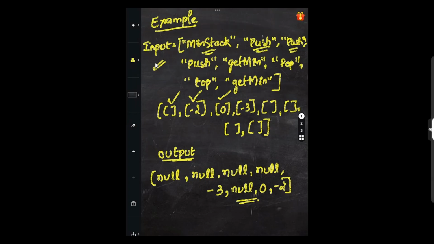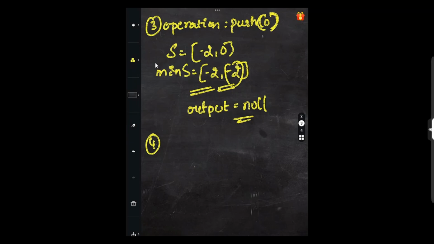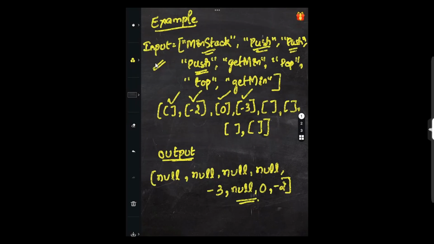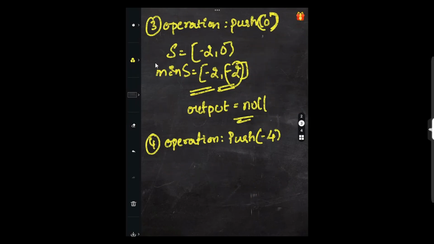Let me consider this one now. Push, we had considered 0 here, push of minus 3 this time, right? Fourth one, let me consider the operation. This will be push of minus 4 here. Minus 3 or minus 4? Sorry, this one has to be minus 3 right here. So let me come here.